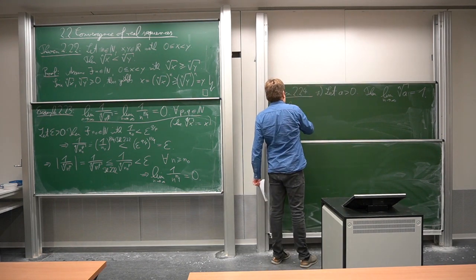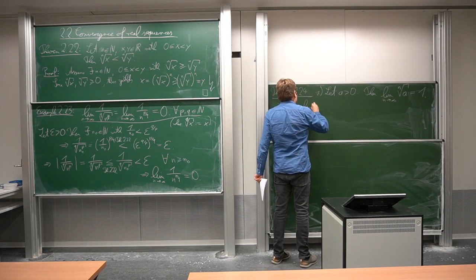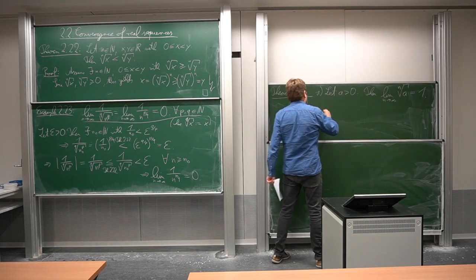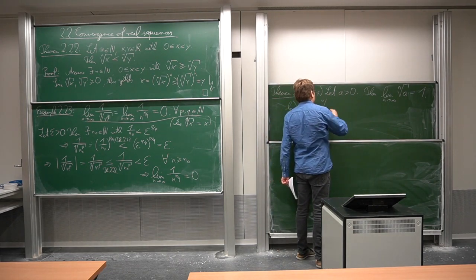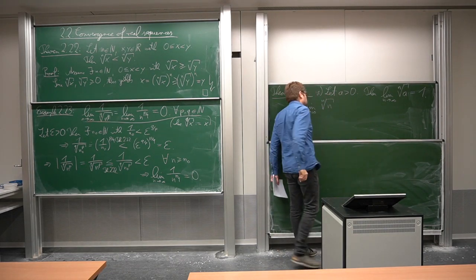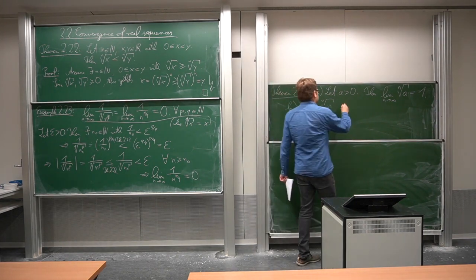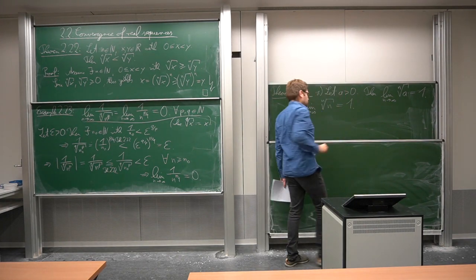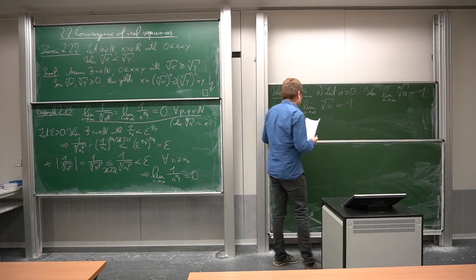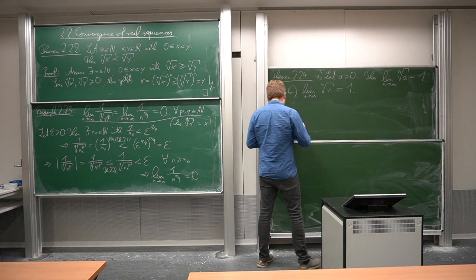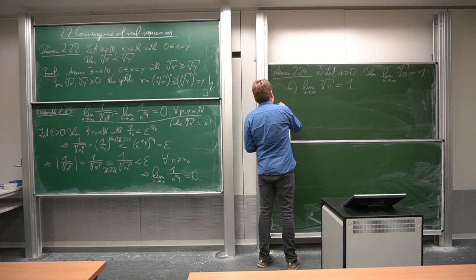Second part, another sequence that you can write in this way, namely not taking the nth root of some fixed number, but taking the nth root of n. What happens here? This also converges to 1. So these are important examples. So for part A.